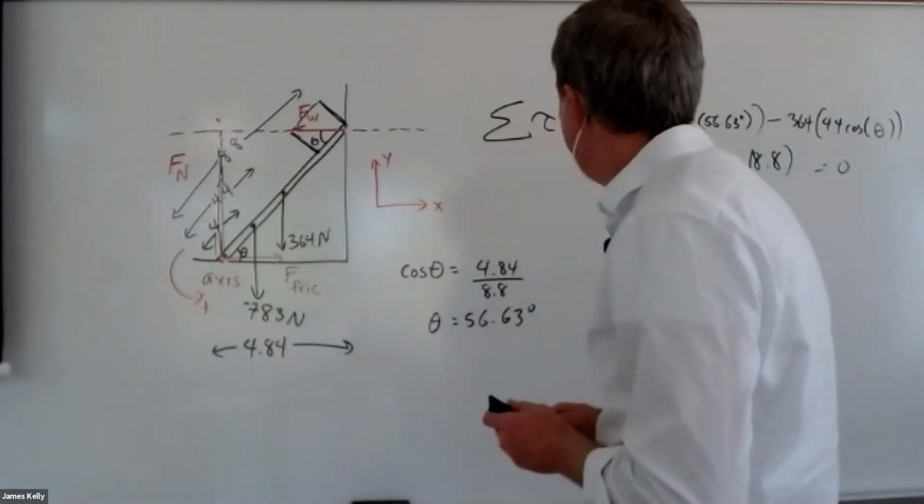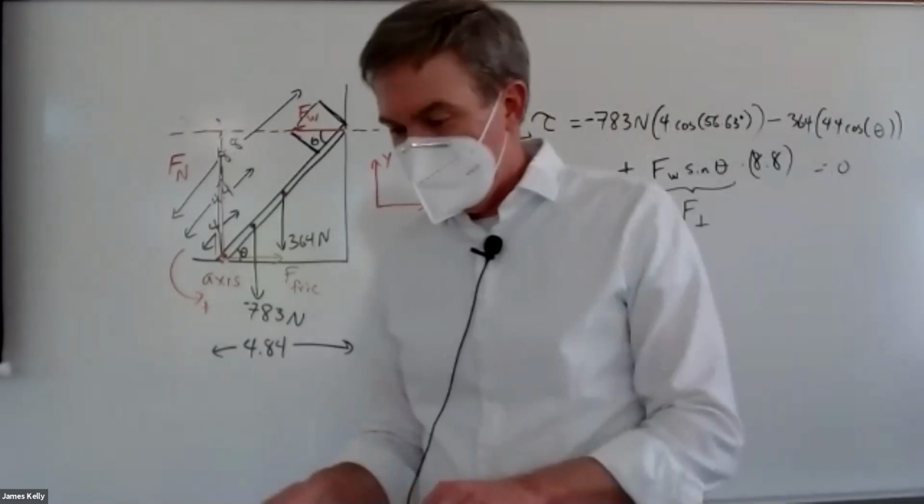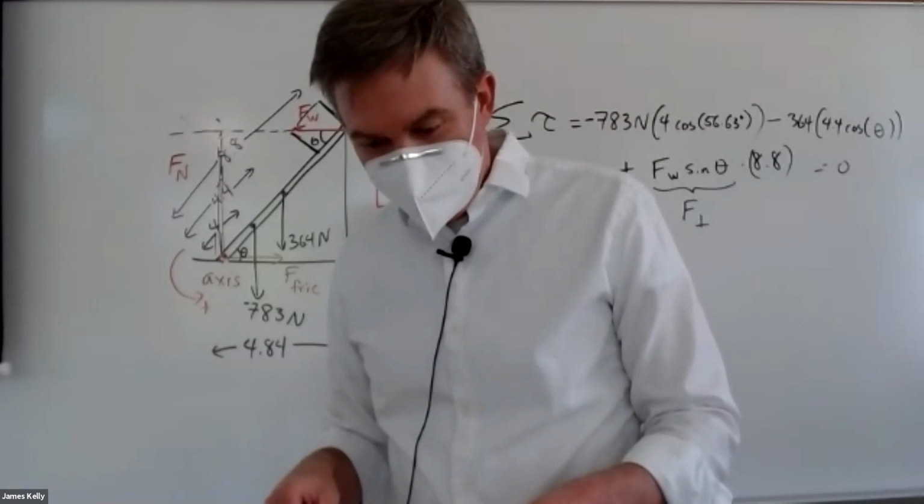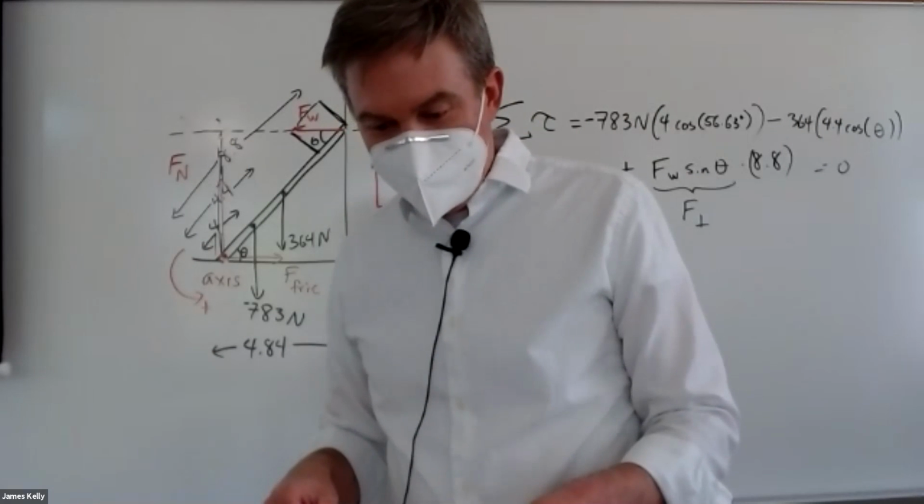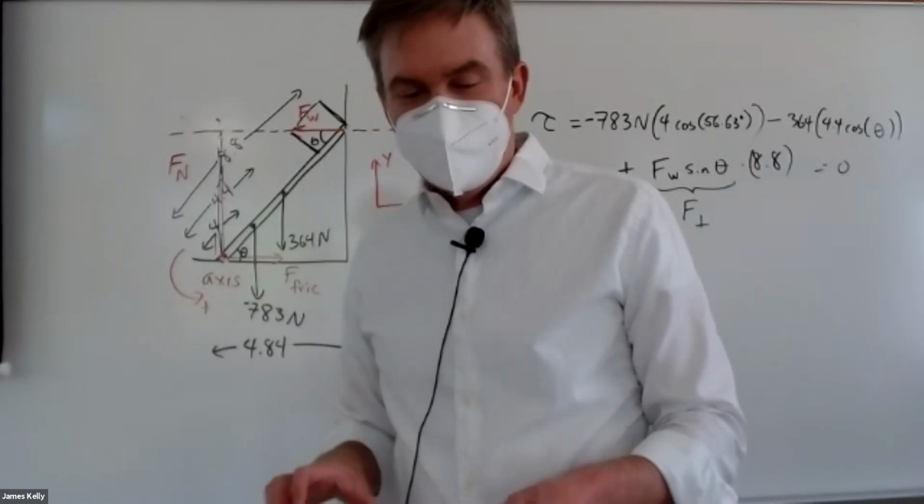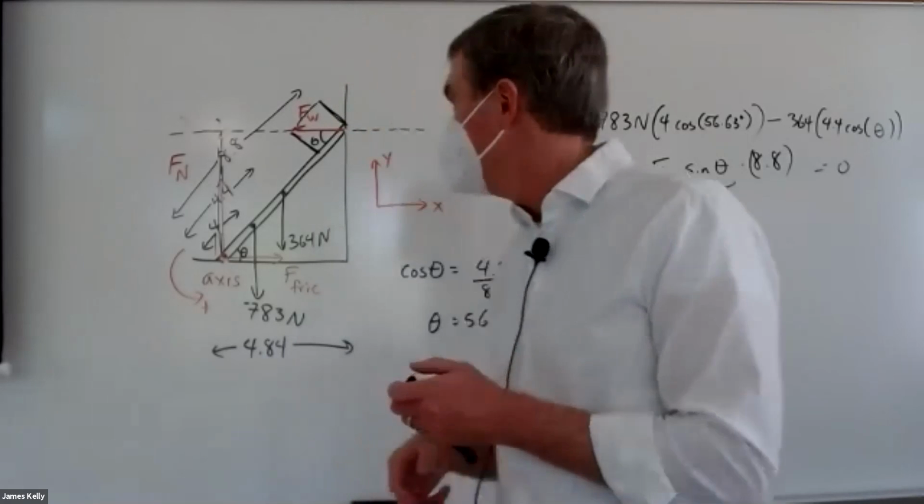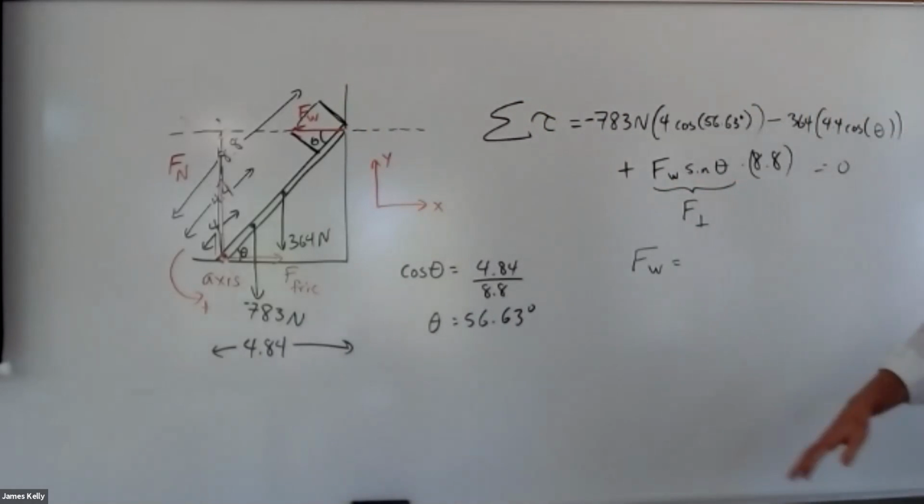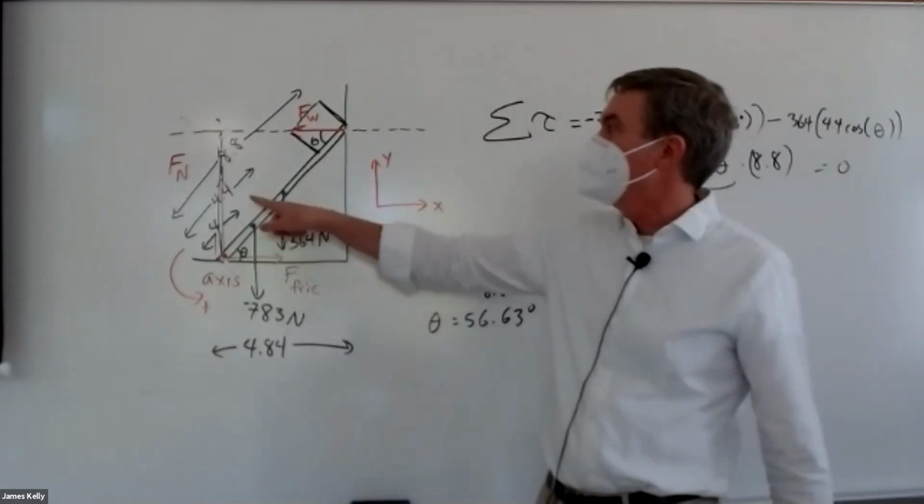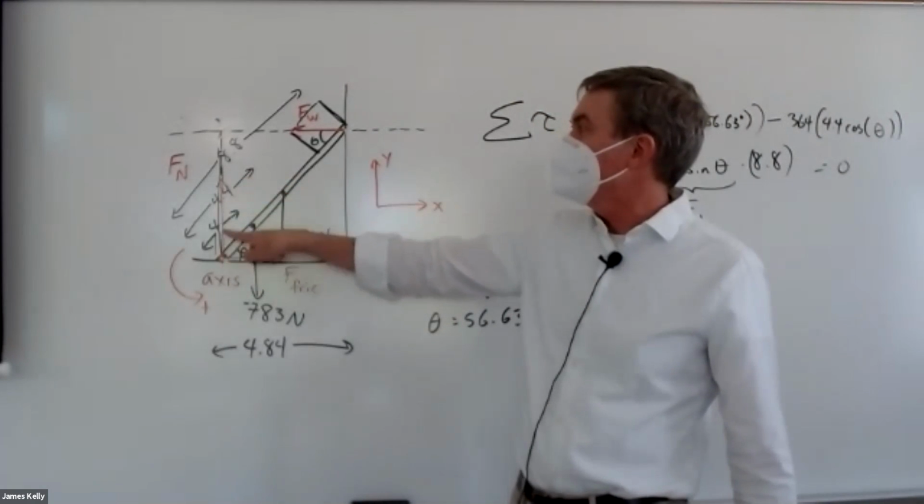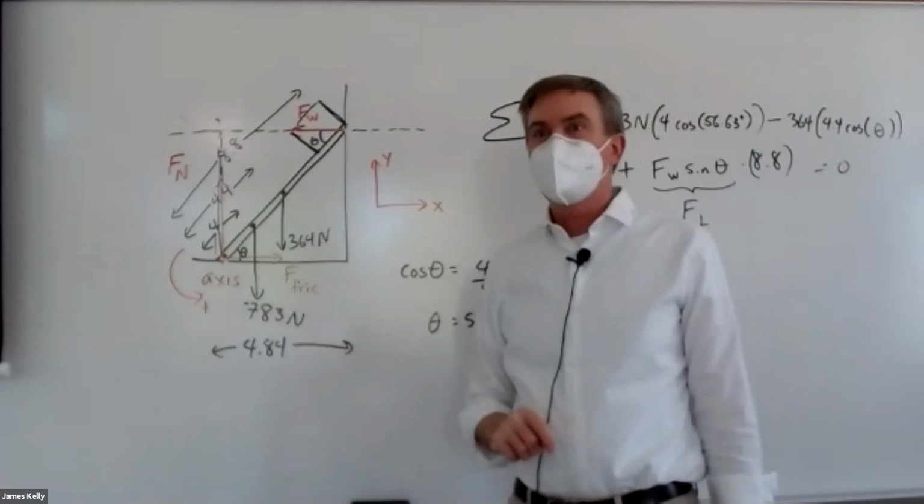The second part of this problem actually asks, I just didn't bother to put it on here. Calculate the normal force exerted by the floor on the ladder. I'm not going to do it, but you just tell me how you would start that. We want this force magnitude, which I've labeled as Fn.